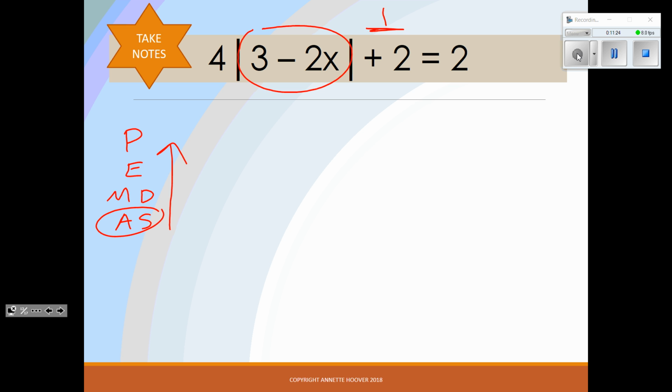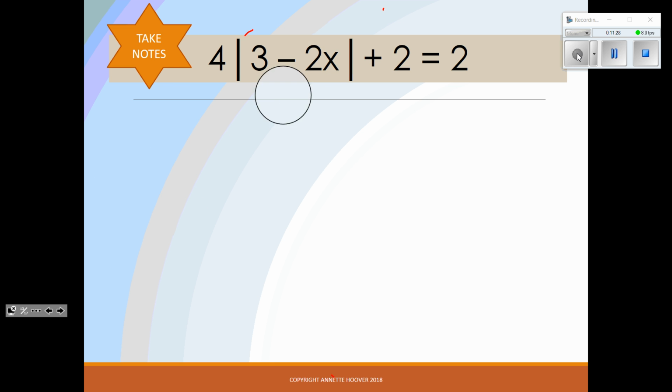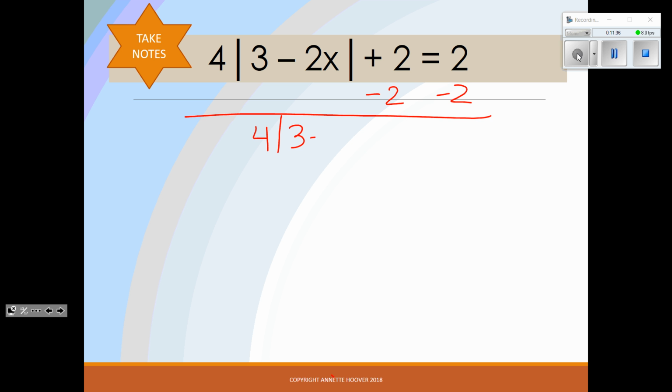So that means we're going to get rid of the plus 2 first by subtracting 2 on both sides of the equation. Now we have 4 times the absolute value of 3 minus 2x on the left side, and on the right side we have 0. The absolute value is being multiplied by 4, so now we have to divide both sides by 4.